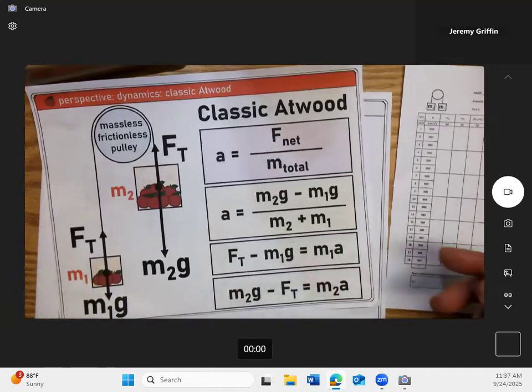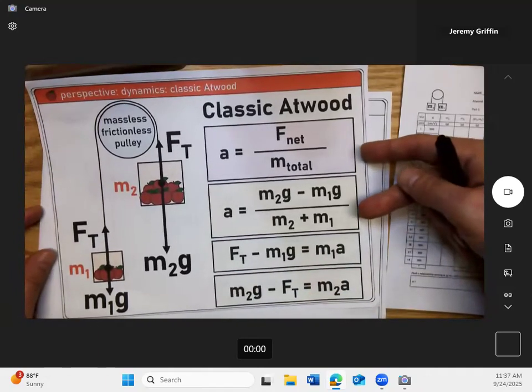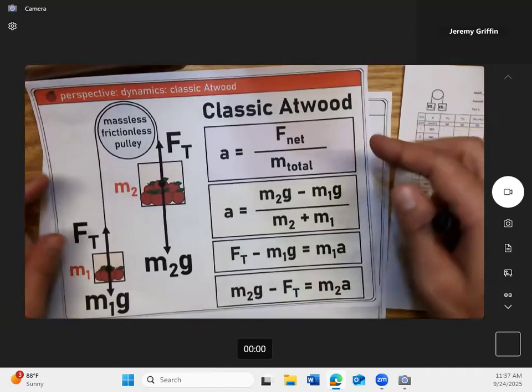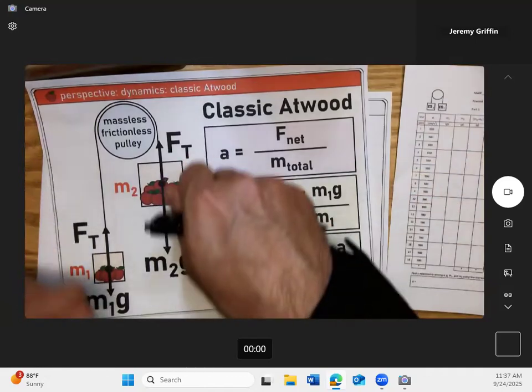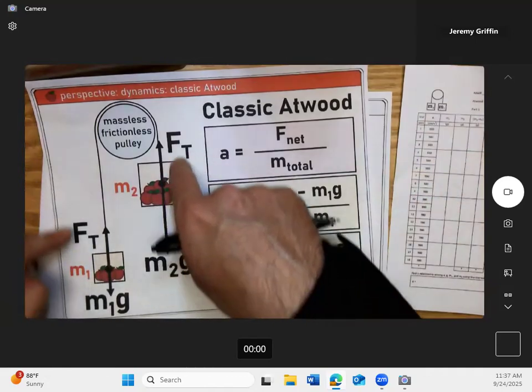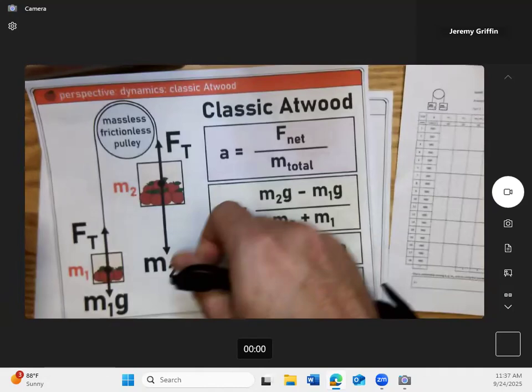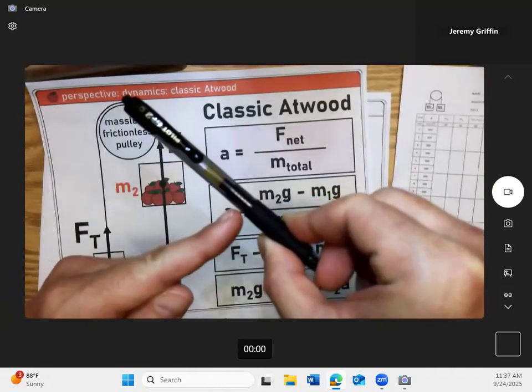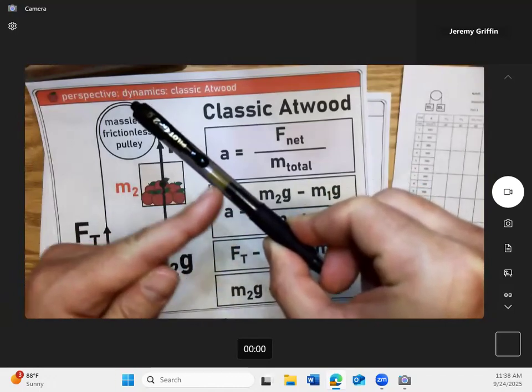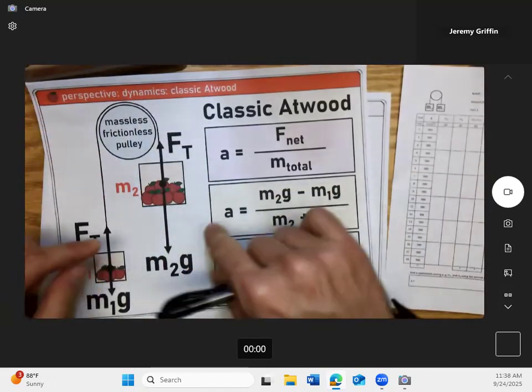Now, more often than not, when I do Atwoods with you, and probably tomorrow if we get to an Atwood, I'll actually do what's called a whole-system approach, which is to look at this as one giant system. From a system point of view, this tension is just an internal force that holds everything together. Kind of like if I'm moving this pen around, there are a bunch of little forces between the plastic molecules that are just holding the pen together. That's kind of what this tension is.